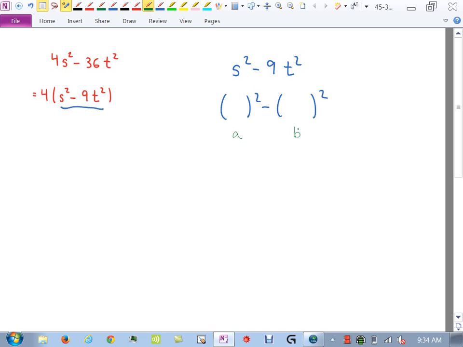So s, of course s squared is s squared. And then what do you square to get 9? 3, and then 3t. So that means that your A is s and your B is 3t. So using that formula, it should be A plus B, A minus B. So s plus 3t, s minus 3t. That's it.